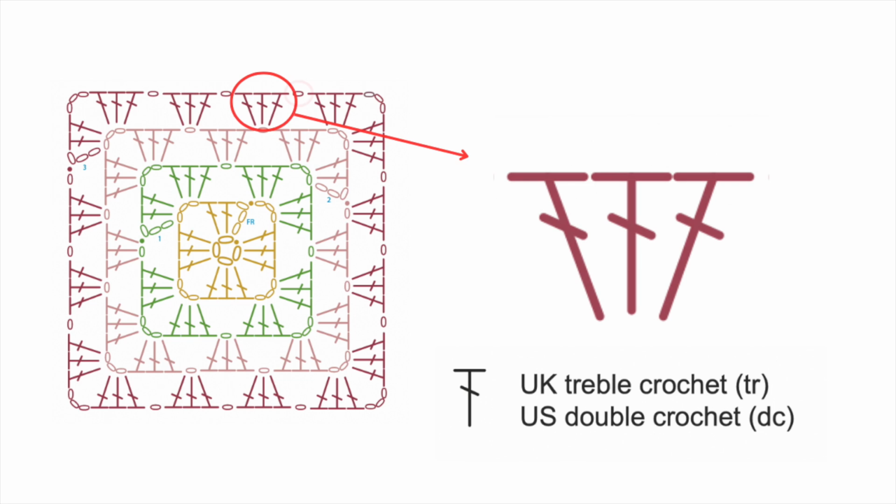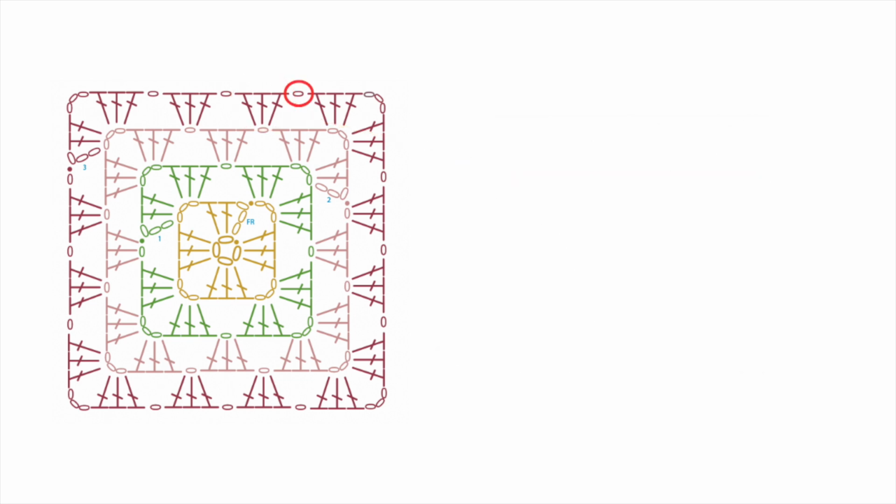So next element then, we've got our little chain, and a chain is called a chain across both US and UK terminology. So blow that up a little bit, it looks like that, and that is how it is represented in the key. Our final component is the slip stitch, and the slip stitch is this little dot here. It's absolutely tiny. It's always represented by a dot, and again, it's a universal abbreviation across UK and US terminology.